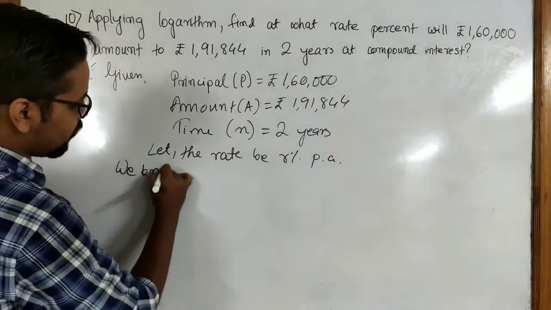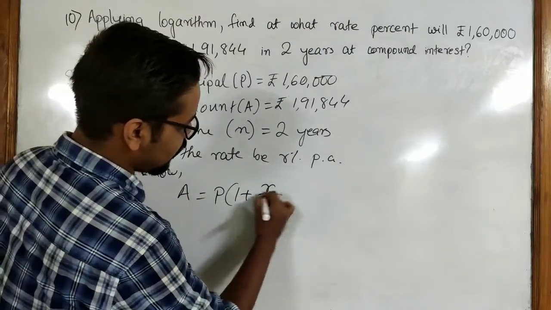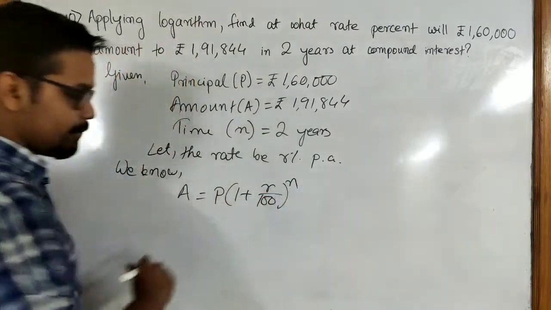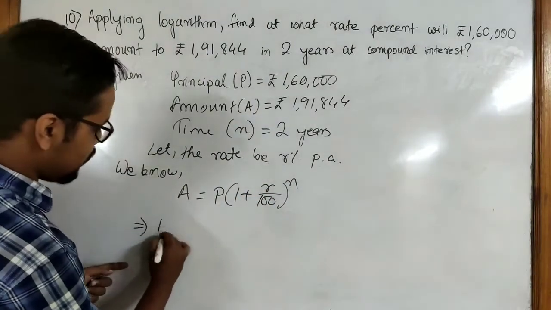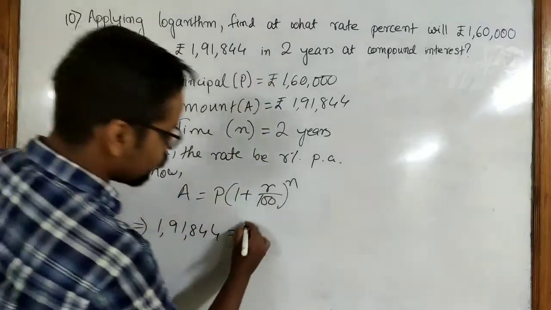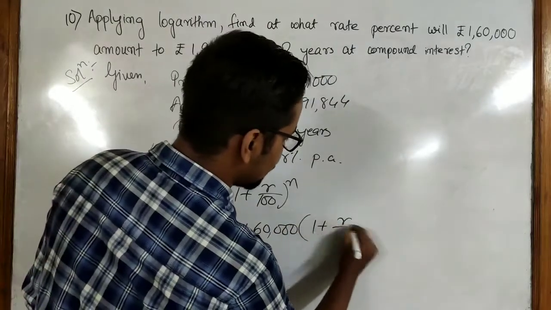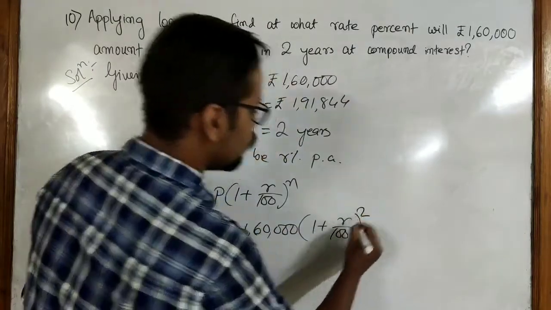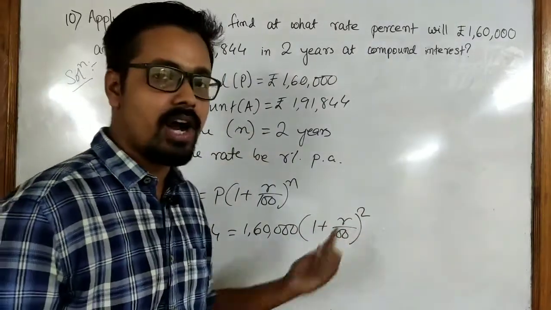So now what do we know? We know the formula of amount as A is equal to P into (1 plus R by 100) to the power n. So we need to find R from here. So the amount we know is 191,844 equal to 160,000 into (1 plus R by 100) to the power 2, because the time is 2 years. Now we need to find the value of R from here.